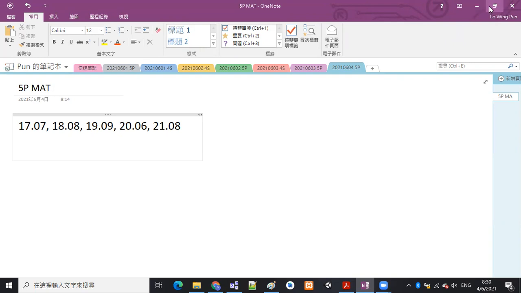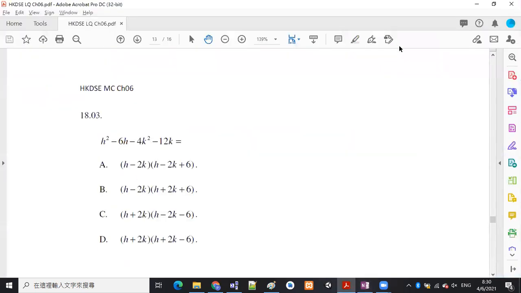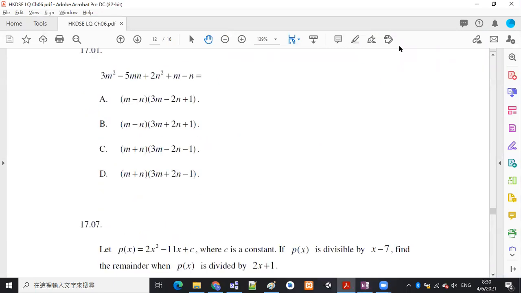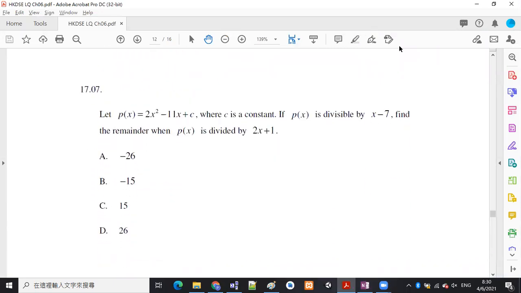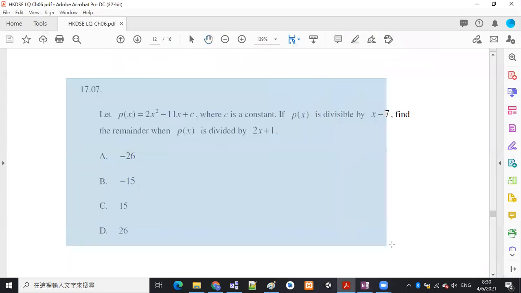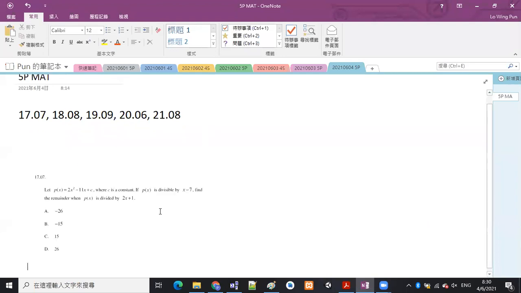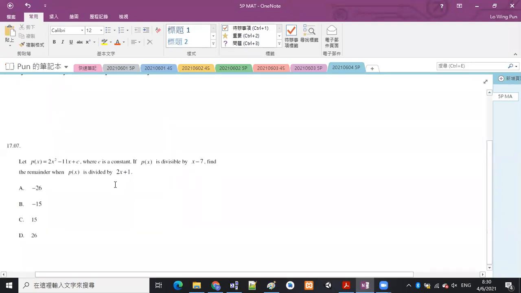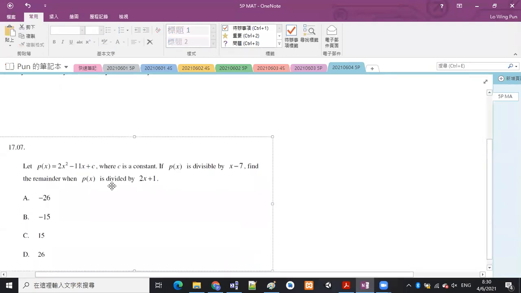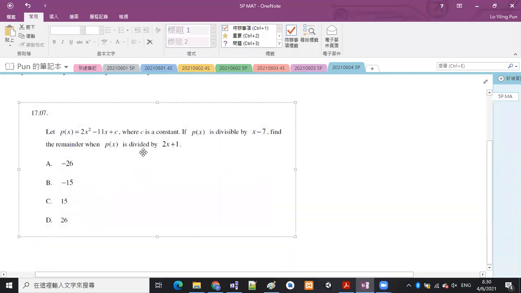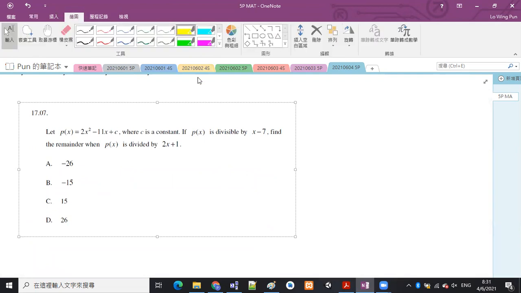So 17.7. Let P(x) be this formula, and c is a constant. If P(x) is divisible by x minus 7. Okay, so again, let's highlight the keywords.